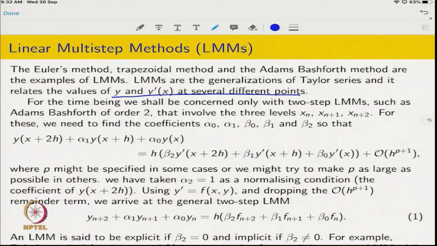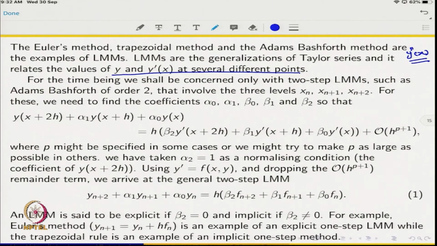In Taylor series methods, terms also involve y double dash, the value of y double dash x, while in linear multi-step methods we are relating only the value of y and y dash x at several different points. I will be explaining this in detail also. For the time being, we shall be concerned only with two-step linear multi-step methods. Of course, what I am explaining here can be generalized to more than two steps, but right now our concern is just to derive the two-step linear multi-step method in general, like the Adams-Bashforth method of order 2, which we have already seen.